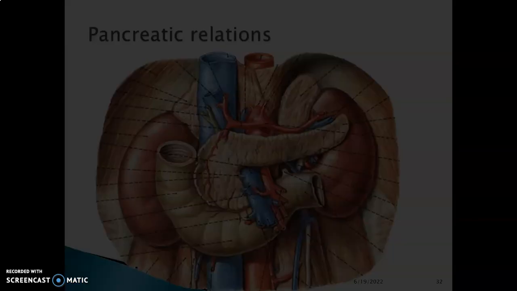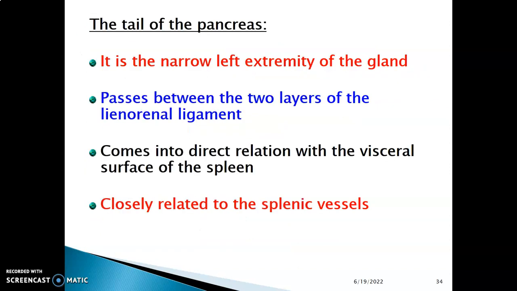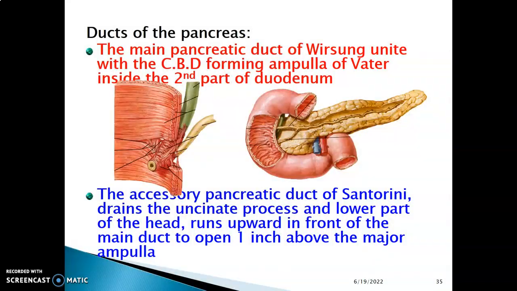Then we now go to the tail of the pancreas. The tail is the narrow left extremity of the gland, and it lies between two layers of the splenorenal ligament. It comes into direct contact with the visceral surface of the spleen, at the hilum, and it's closely related to the splenic vessels.